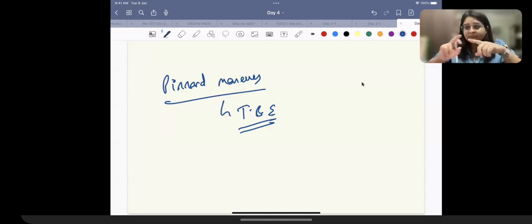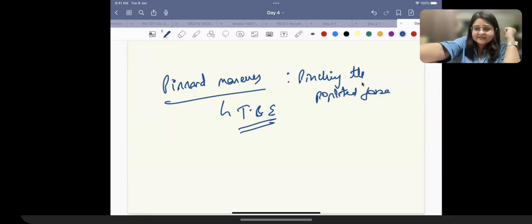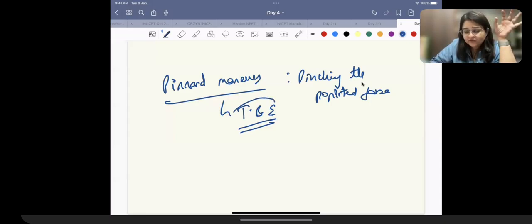But what happens in Pinard? We put our hand inside and we pinch the popliteal fossa. Once you pinch the popliteal fossa, the baby will extend its leg and you can grab the foot. So it is basically pinching the popliteal fossa. The baby extends its leg, then you grab the foot and pull the baby outside. Okay? Pinard is not a maneuver for assisted breech delivery. It is a maneuver we use to grab the foot of the baby when we're trying to do a total breech extraction.